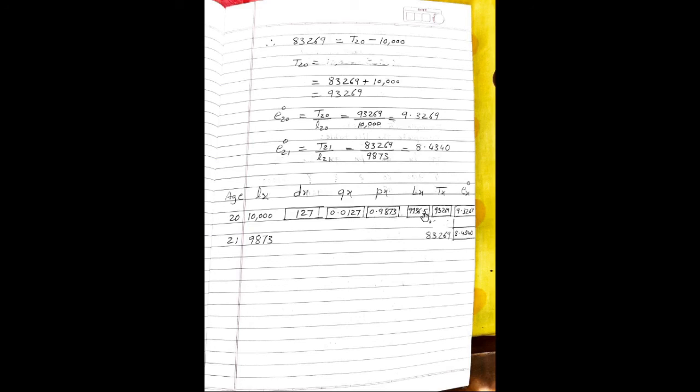Then capital L20 is nothing but small l20 plus small l21 divided by 2. Then the T values: 83,269, this value has already been given. So we'll replace the value as it is. Then E20, we have calculated the value as 9.3269. So we can replace 9.3269. And E21 the value is 8.4340.